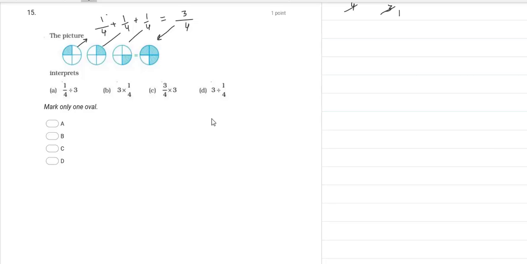We also know repetitive addition can be seen as multiplication. That is why I can write it as 3 into 1 upon 4, which is 3 upon 4. Hence, B is the right answer. Okay.